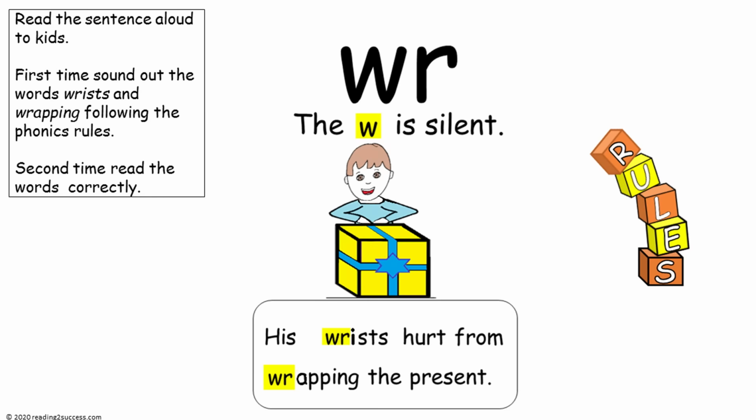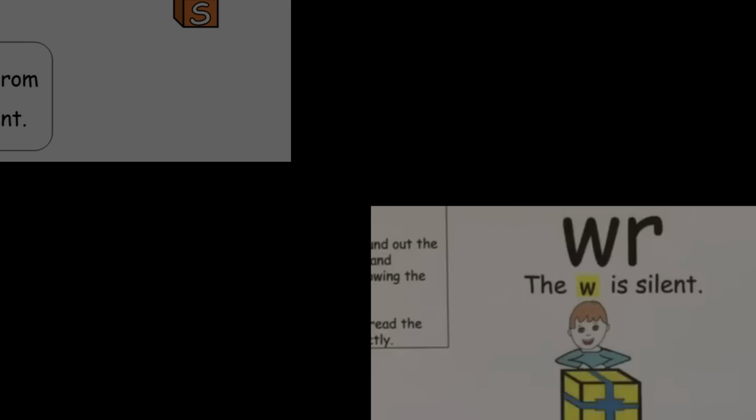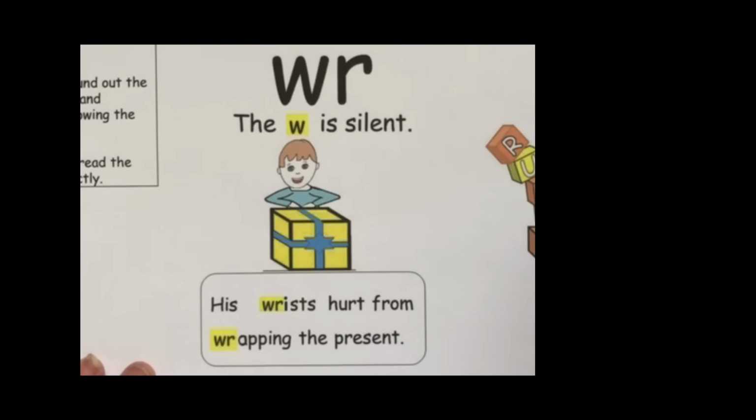Now introduce kids to WR using this template. Now it's time to introduce WR to kids. We're going to read this sentence here, and the first time we're going to sound out the words wrists and wrapping following the phonics rules. And then the second time we'll read it correctly.